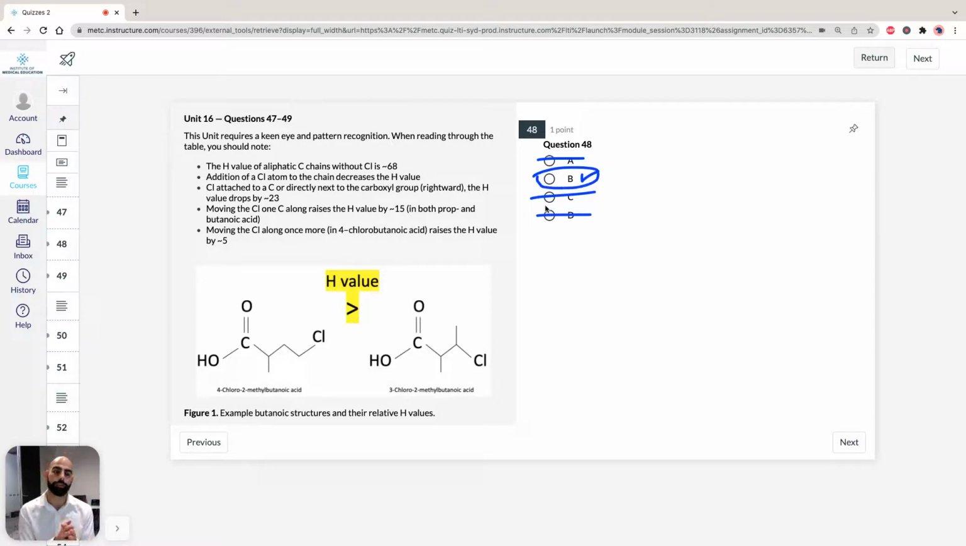I think a lot of students get tricked here because they think about two different compounds. But remember, the rule is it doesn't matter about the length of the carbon chain. It's about the distance of the chloro group from the carboxylic acid group. From the terminal carboxylic acid group, the distance from there determines the H value. So that's how we answer these questions.